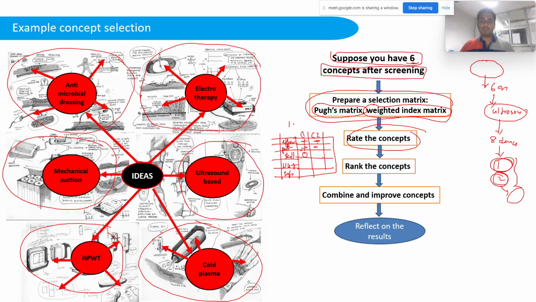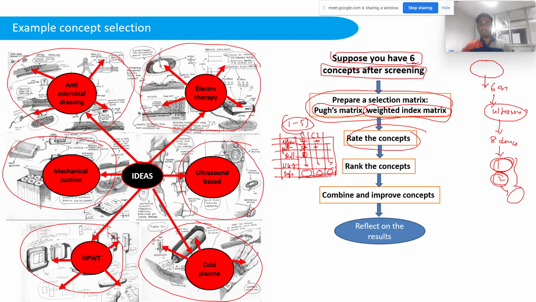For example, you can use 1 to 5 as a scale. So for efficiency you can give, okay, 3, this is 2, this is 1. Like that, different matrices can be used. Once these matrices are created, you give the particular rating based on your scale, and then you add those up to see which particular concepts get the highest rating.